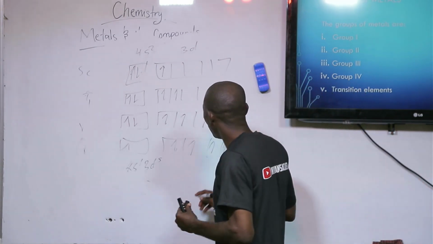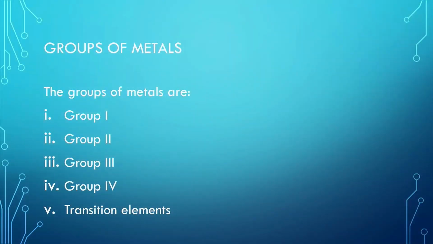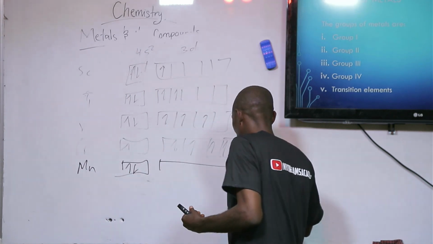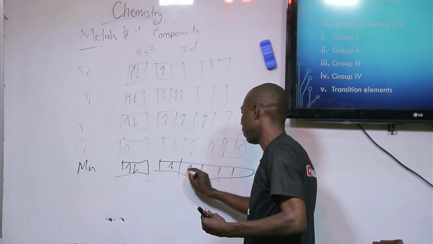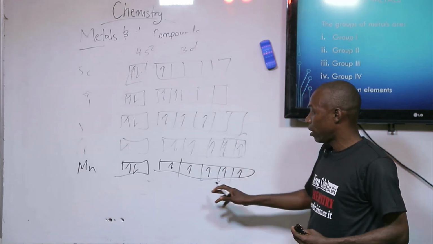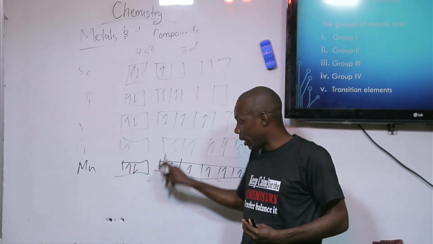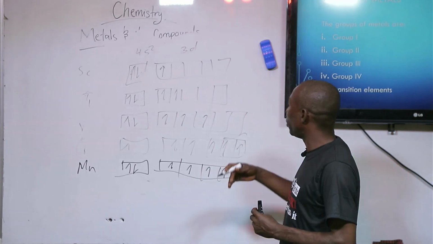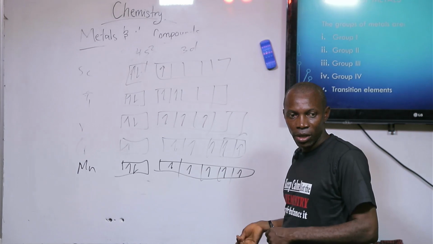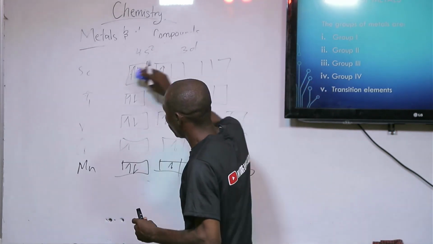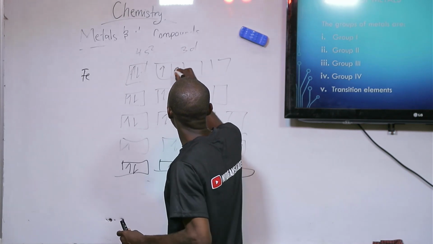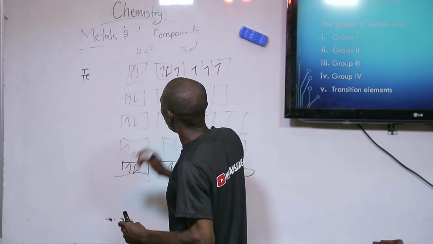Then, if you talk about manganese, it will now have 4s2 and 3d5. Remember that this is the half filled. Are you getting it? Then when you go to the next one, where pairing starts, you have iron. Iron will now have 4s2, 3d6.